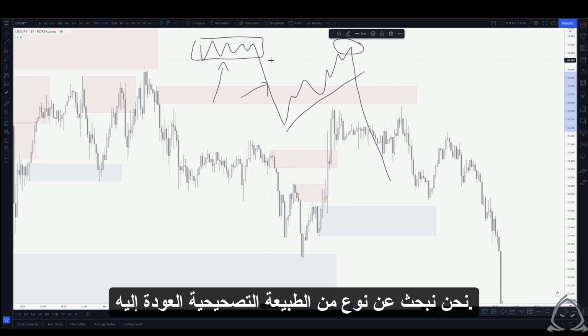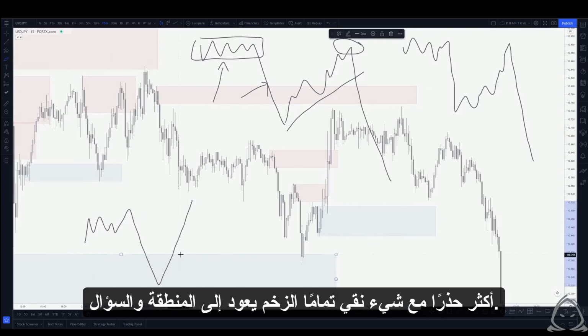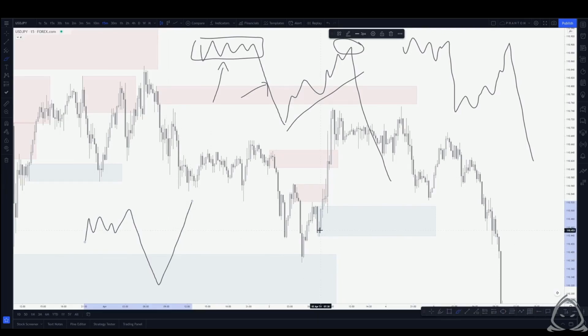Generally speaking, we're looking for some sort of corrective nature back into it. We're looking for some sort of rounded move into it, but we're trying to be a little bit more cautious with something that's just pure momentum back into the zone in question.